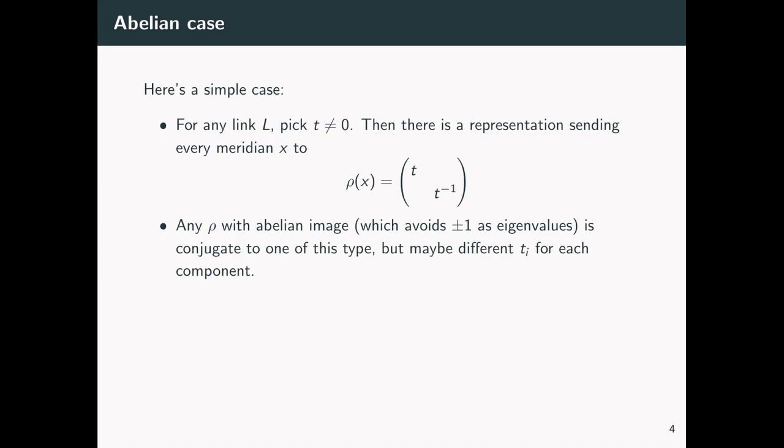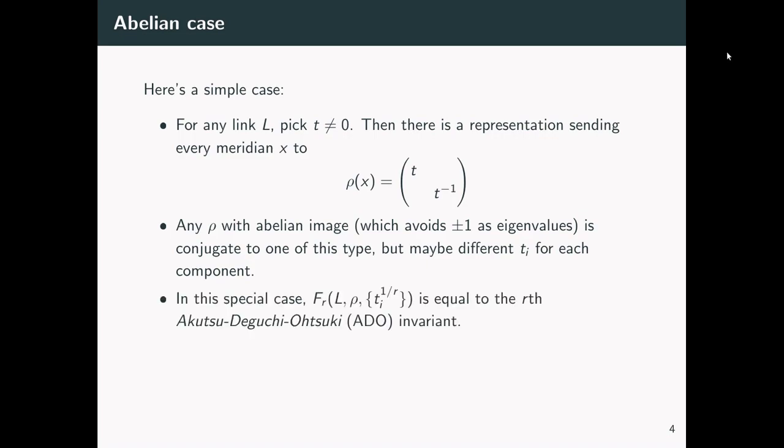And anything with abelian image is always conjugate to that, right? Because you can diagonalize it. If it doesn't have plus or minus 1 as eigenvalues, it has distinct ones, so it's diagonalizable, and you can conjugate to one of this type. Except maybe you have different T_i for each component, so you don't have to pick the same T for every component of your link. In that case, this is actually something that's already known.